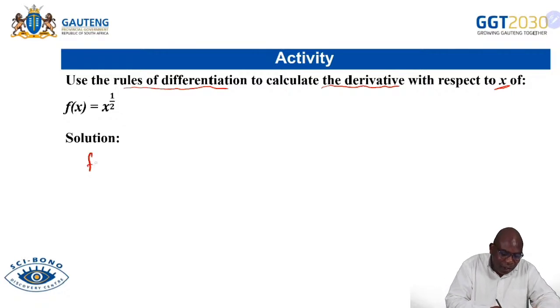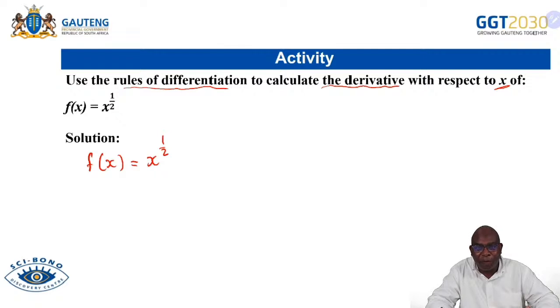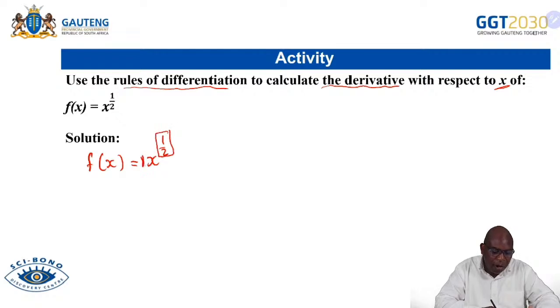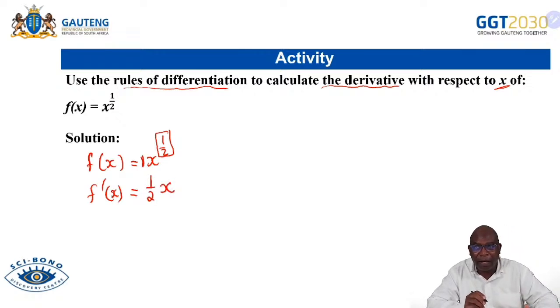I'm first going to write f(x) equals x to the power of half. I want to derive now. What is the rule for deriving? The half here must be multiplied with the coefficient of x, which is 1. So in this case, because I'm differentiating, I'll write half of x. What do I do with the half there as an exponent?